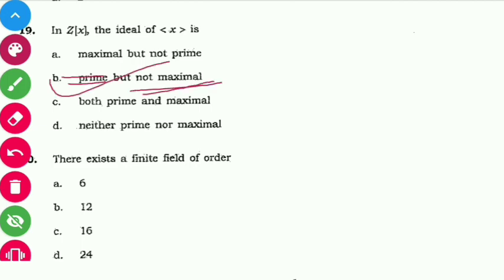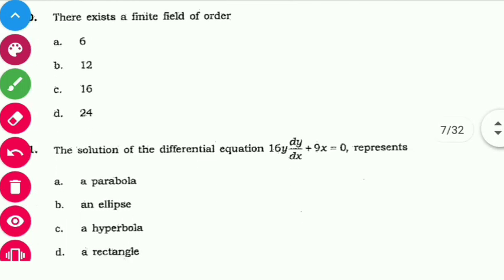So this B option is the correct option. Now let us solve the next question. There exists a finite field of order... अब क्या बोला है आपको कि ऐसी कोई फील्ड एग्जिस्ट होती है क्या which is a finite field of the options given. 6 की ऑर्डर होती है, ऑर्डर 6 की होती है क्या, 12 की होती है क्या, 16 या फिर 24 की होती है क्या.